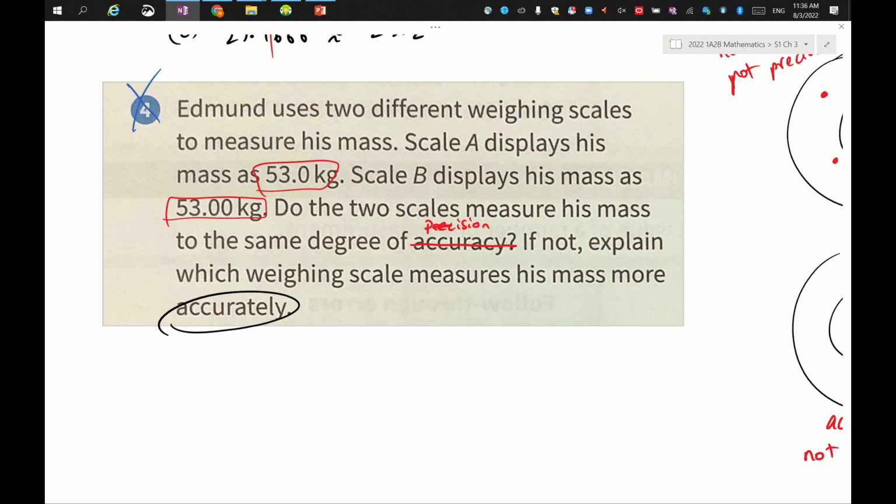So in this case, this question is supposed to be talking about precision, not accuracy. Okay, so that's why I didn't want you to do this, but I'll just explain it to you. Do they measure to the same precision? No, they do not. Explain which weighing scale measures his mass more precisely. So the answer is scale B. Scale B measures it more precisely. Reason? It offers more decimal places. It offers more significant figures compared to scale A. So we're going to get a very precise reading, 53.01 kg, whereas scale A can maybe read up to 53.0 only.